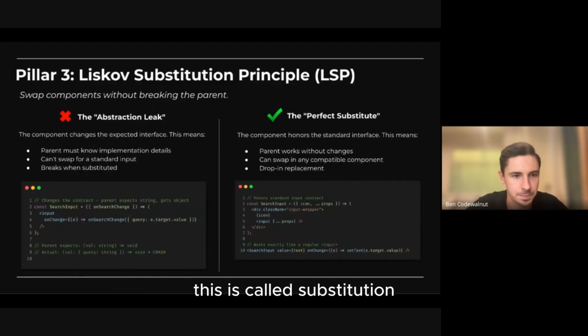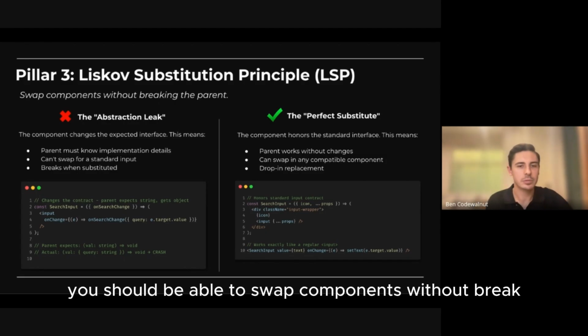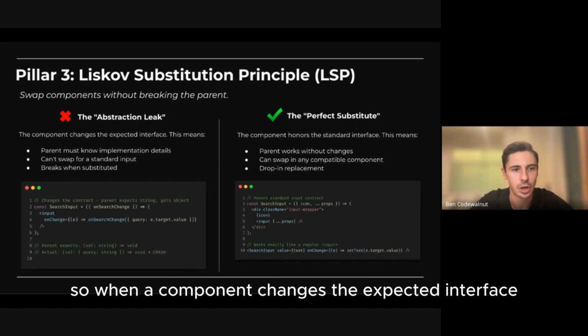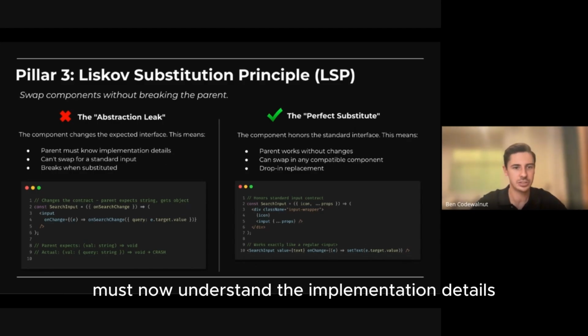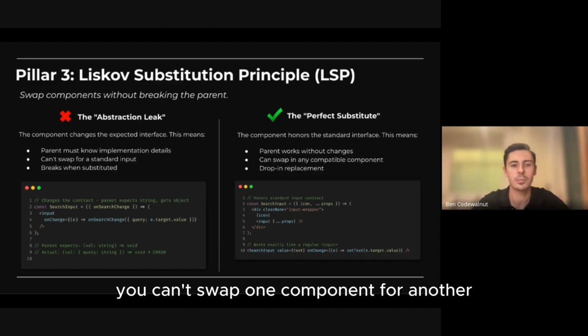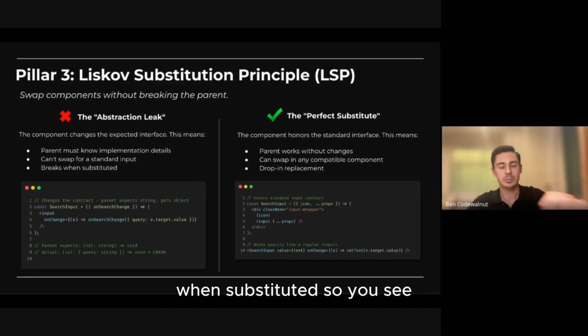Liskov substitution. You should be able to swap the children components without breaking the parent. So when a component changes the expected interface, it means that the parent must now understand the implementation details. You can't swap one component for another, and it breaks when substituted.